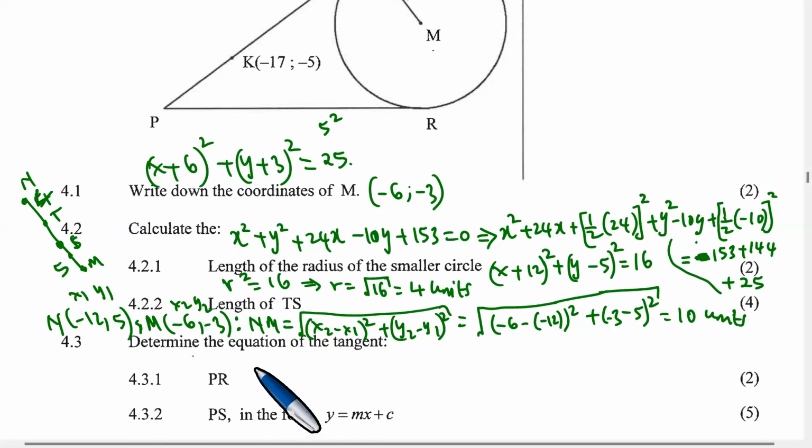So the length the examiner wants is the length of TS from T to S. So from this here, you know that NT can start like that. You add everything: NT plus TS plus SM, which is 10. What is NT?